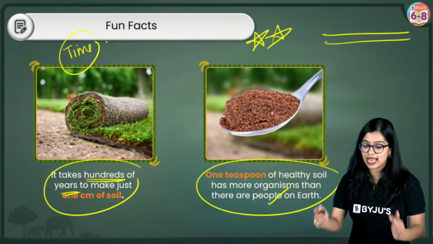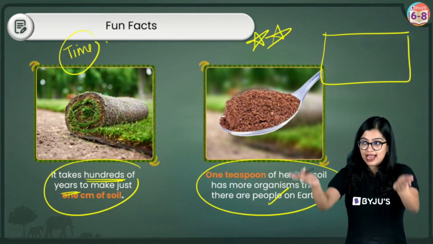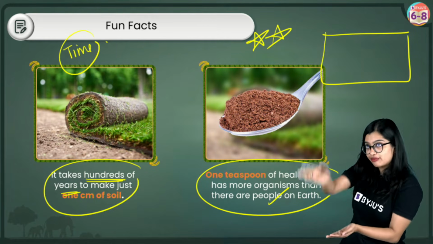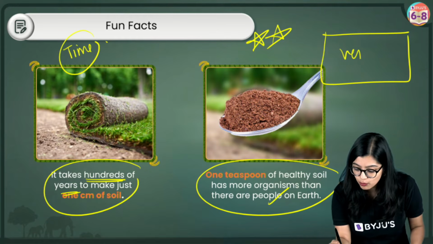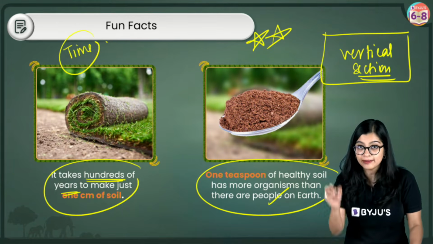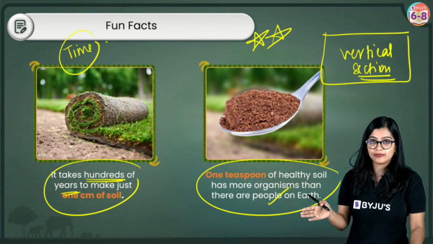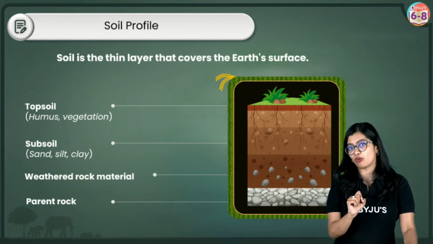So now if I were to take a plot of land, imagine I take this plot of land and I cut it vertically. From top to bottom, if I cut it, you would see a vertical section that we would observe, right? Vertical means from top to bottom. And this right here would give us a view into the soil profile.